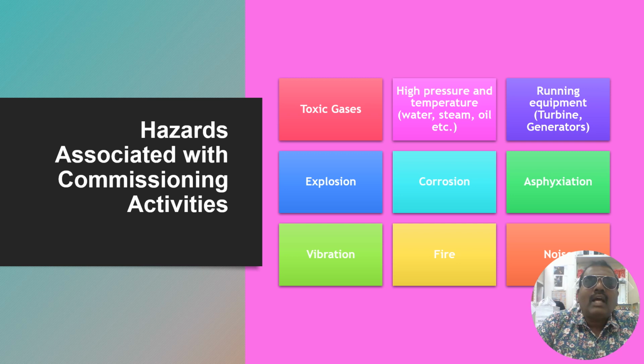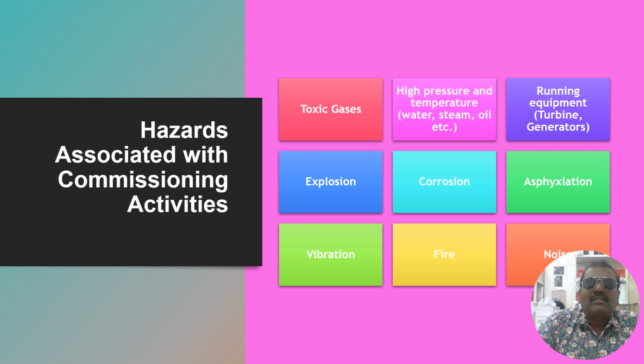So hazards associated with commissioning activities. There are a few hazards mentioned here: toxic gases, explosion, vibration, fire, corrosion, acidification, heavy noise, running equipment like turbine generators or any other rotating equipment, high pressure and temperature, for example water, steam, oil, etc.